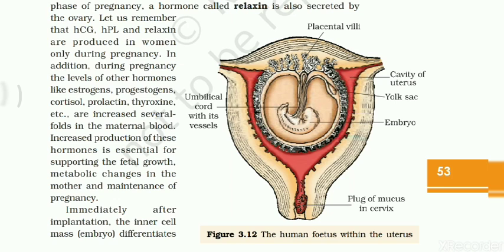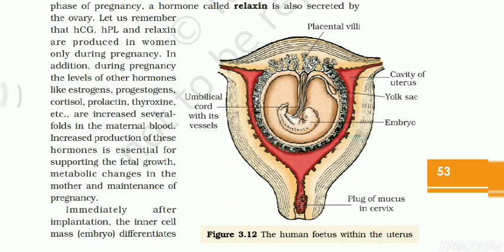The human fetus within the uterus. So it is clearly observed that placental villi, which is the chorionic villi, is interdigitated with the uterine tissue of the mother, the endometrium. So the cavity of the uterus is in red lines.